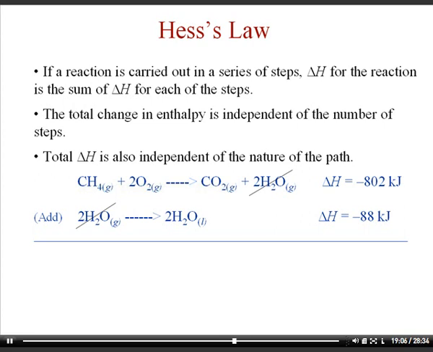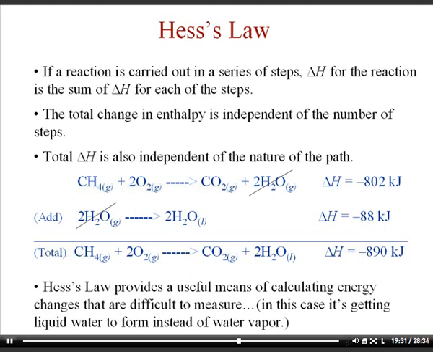When you add these up, it's kind of like math class, where if you have something on the right side of an equation and you have the same substance on the left side, you can cross it out. So if you add these two reactions together, you end up with a net equation where methane is burned with oxygen and you're producing liquid water. When you add the delta H's together, negative 802 plus negative 88 gives you a total delta H of negative 890 kilojoules.